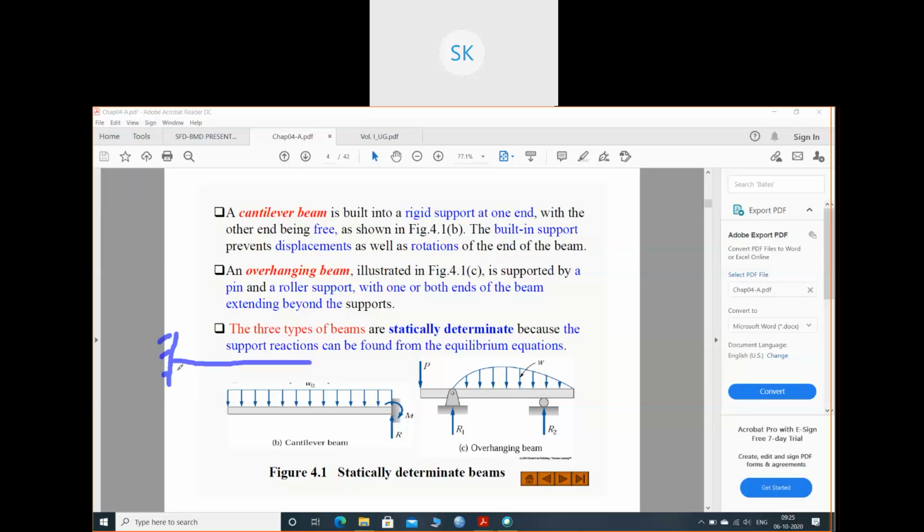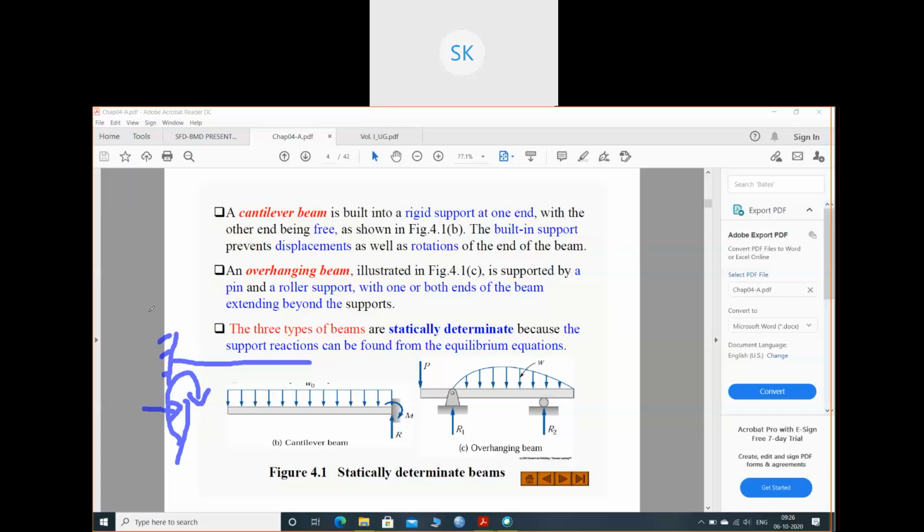This fixed support will have three reactions. One vertical, which resists vertical movement, one horizontal, which resists horizontal movement, and one rotation also. This rotation creates a moment, so it will resist moment. It will resist your vertical motion, and it will resist your horizontal motion. So it will have three reactions.